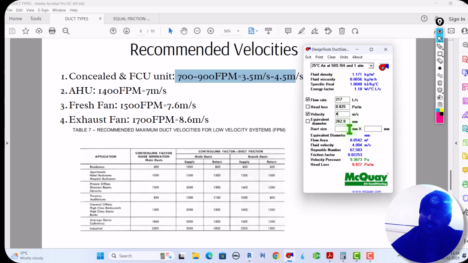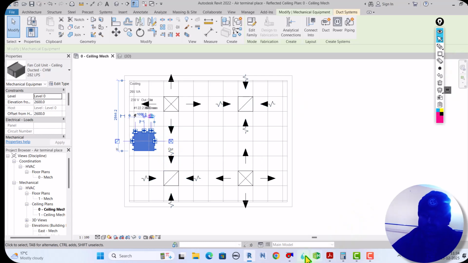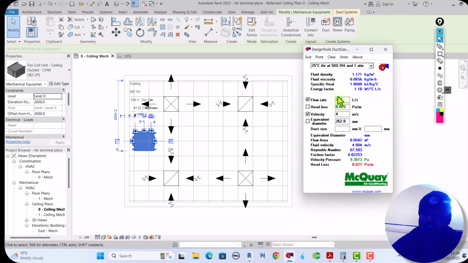Okay, so see, here the main duct is 270 liter, and the 4, so 262 mm is coming. So here if I take 250, then it will come 225. If I am taking 300, here it will come 200.